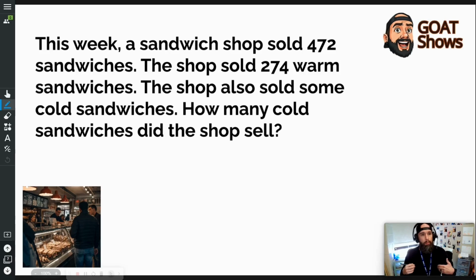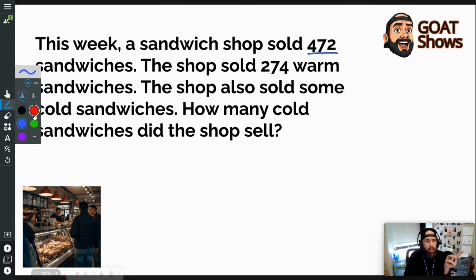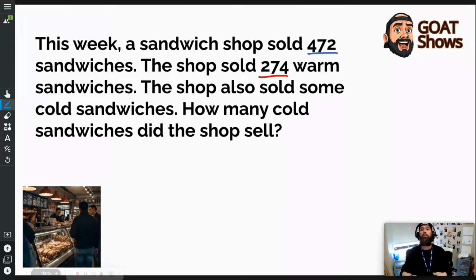So this week, there's another one. This week, a sandwich shop sold 472 sandwiches. The shop sold 274 warm sandwiches. Okay. So we're adding some words. They sold this many sandwiches total, and 274 of them were warm sandwiches. The shop also sold cold sandwiches. Okay, so all of the sandwiches are warm and cold. They sold 274 warm ones. We don't know how many cold ones. How many cold sandwiches did the shop sell?